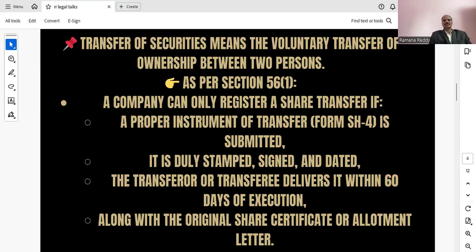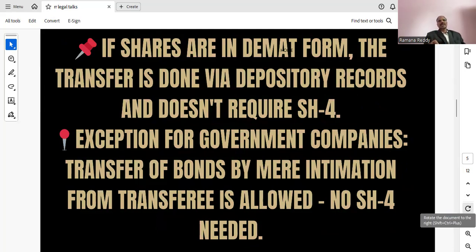Once the parties have signed SH4, it has to be delivered within 60 days to the board of directors of the company, along with the original share certificates or allotment letter. If shares are in demat, the transfer is done via depositories and does not require SH4. There is an exception for government companies. Transfer of bonds by mere intimation from the transferee is allowed. So no SH4 needed.